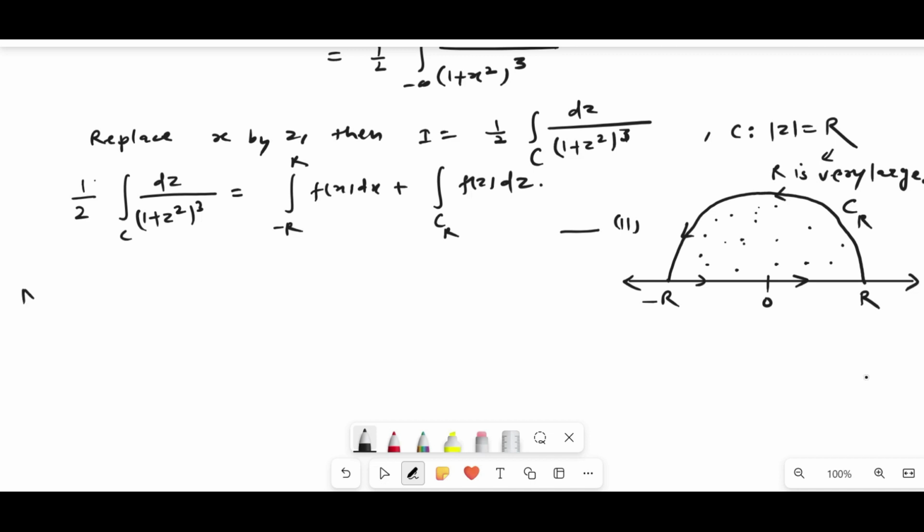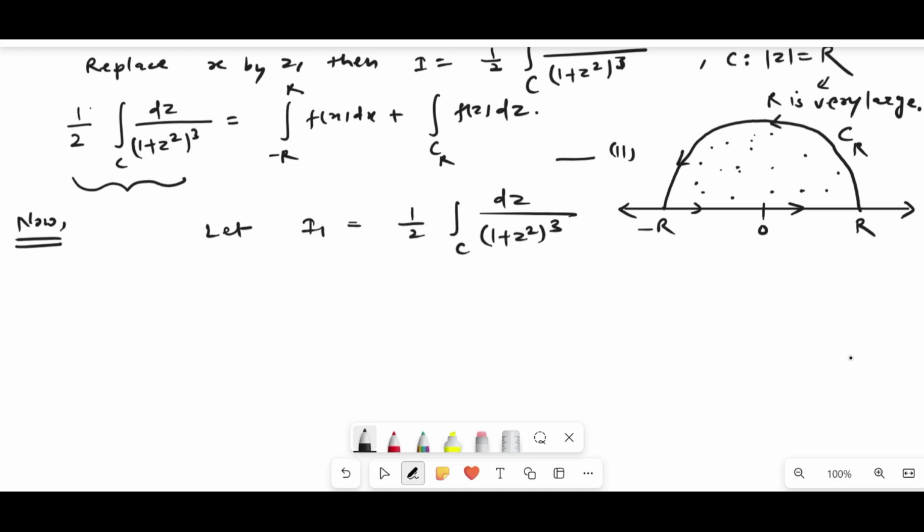So now, first of all, we need to solve this integral. So let us consider I1, that is 1 by 2 times the integral over the curve C of dz upon (1 plus z square) to the whole power 3.